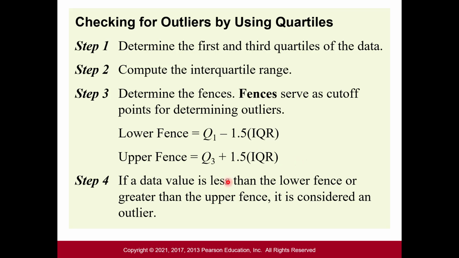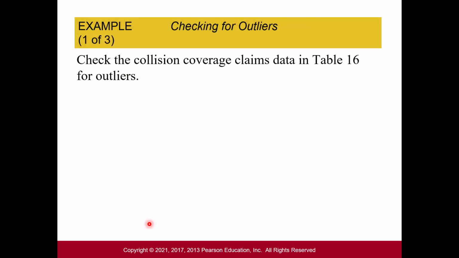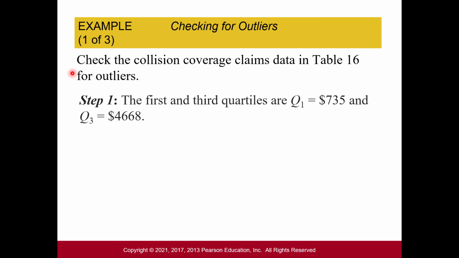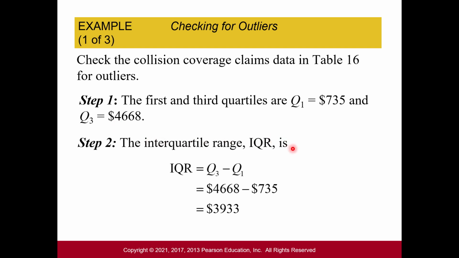And then step 4, if a data value is less than the lower fence, so basically to the left of the lower fence, or greater than the upper fence, or to the right of the upper fence, it's considered an outlier. So let's try that. We're going to check the collision coverage claims example for outliers. Our first and third quartiles, we had done that work earlier. Q1 was 735, Q3 was 4,668. The interquartile range we computed as well. It was 3,933.